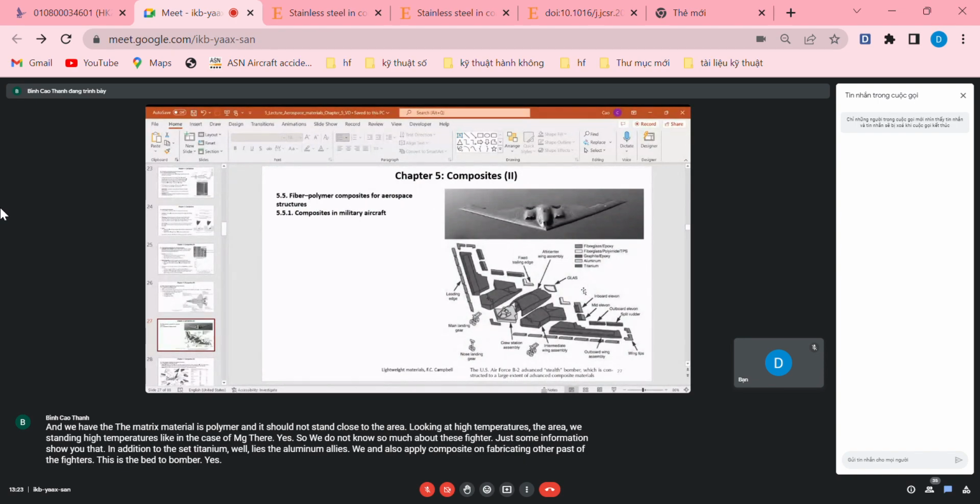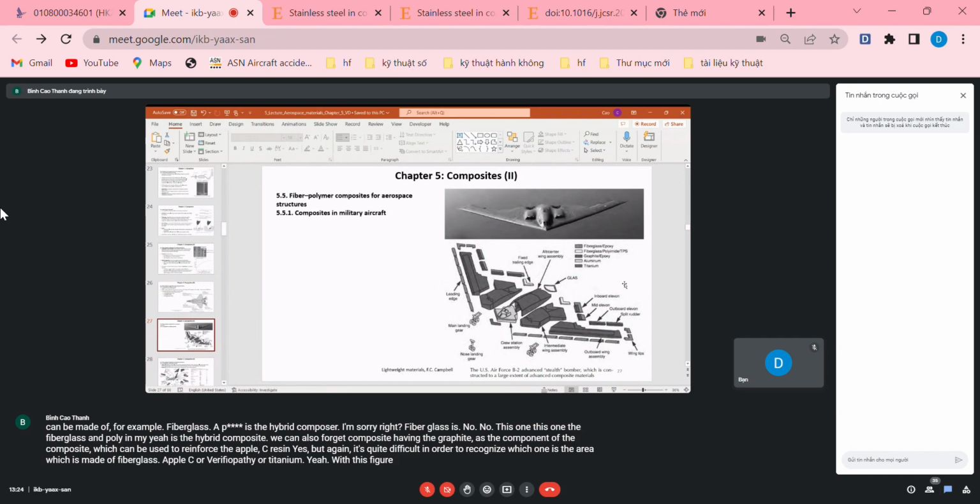This is the B2 bomber, which can be made of, for example, fiberglass epoxy. Sorry, fiberglass and polyimide. This is a hybrid composite. We can also fabricate composite having graphite as a component, which can be used to reinforce the epoxy resin. But again, it's quite difficult to recognize which area is made of fiberglass epoxy, graphite epoxy, or titanium.